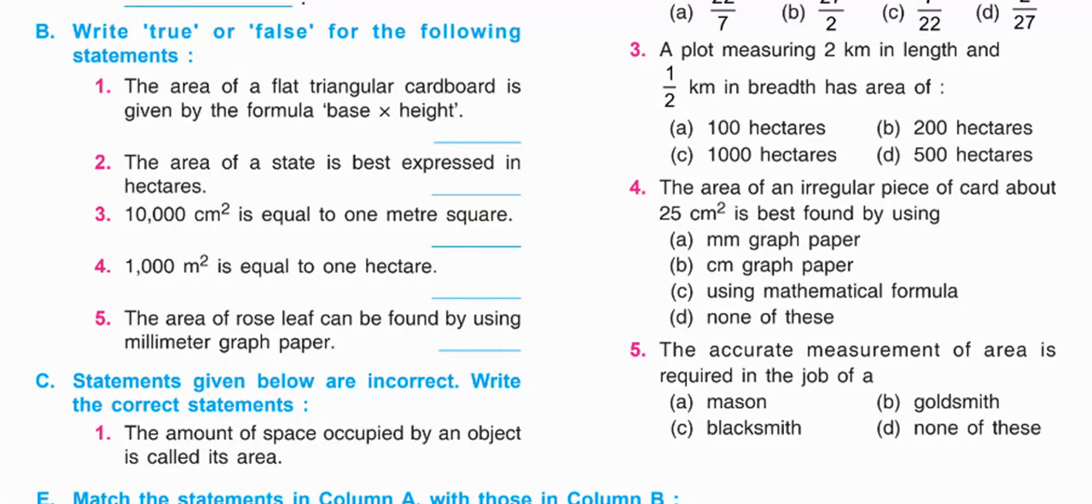Now read it again. 10,000 centimeter square is equal to 1 meter square. Yes, it is correct. It is true.